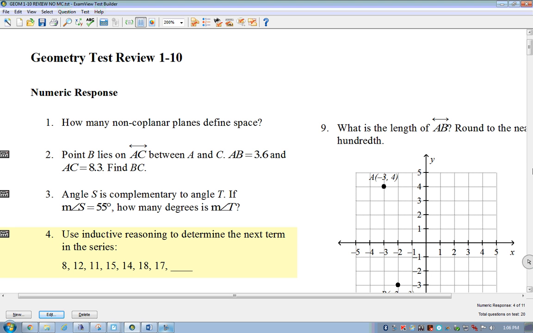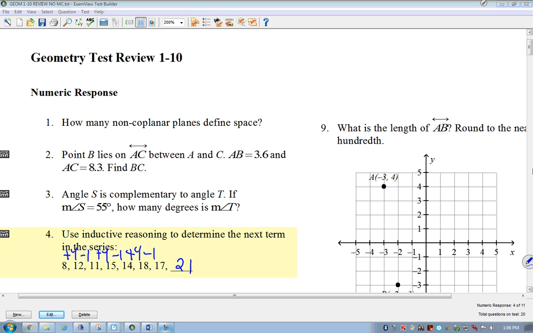Question number 4, use inductive reasoning to determine the next term in the series. There's a lot of different ways that you could look at something like this. For instance, from 8 to 12 goes up 4, then it goes down 1, then it goes up 4, then down 1, up 4, down 1. So what's the next thing in the pattern to do? Go up 4, which would be 21.